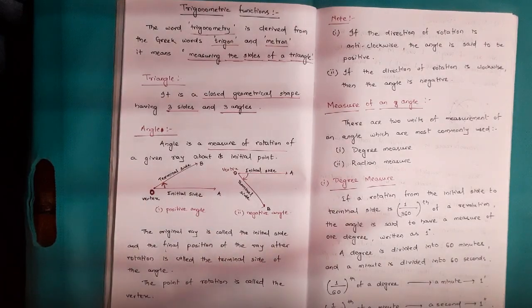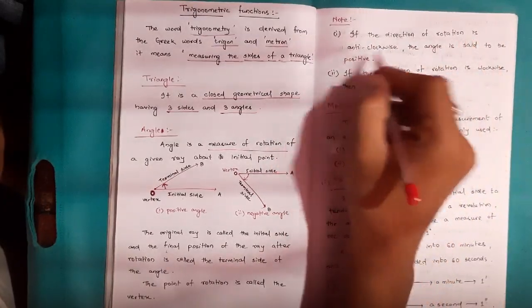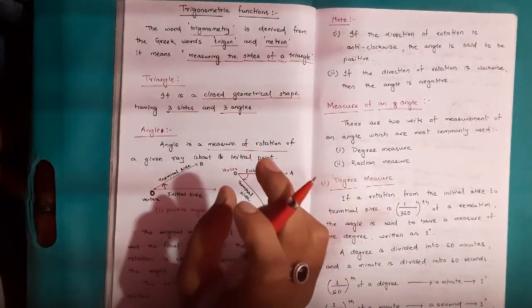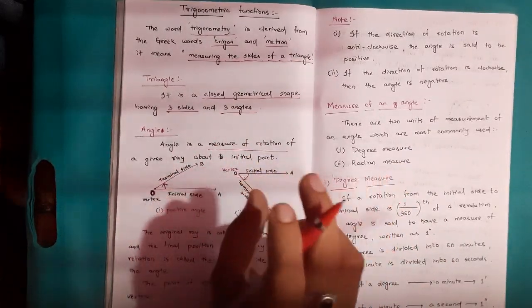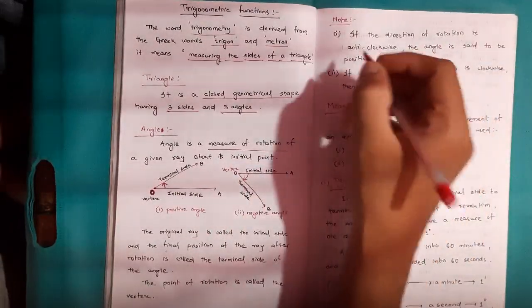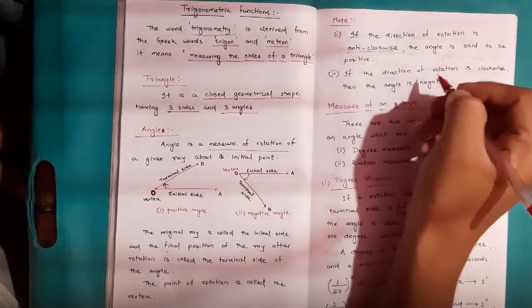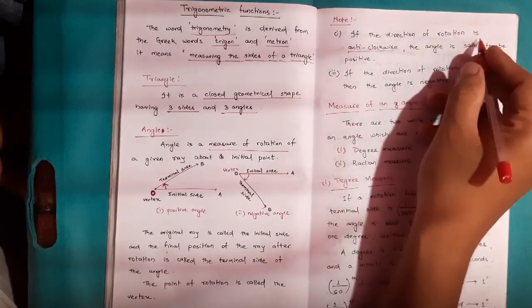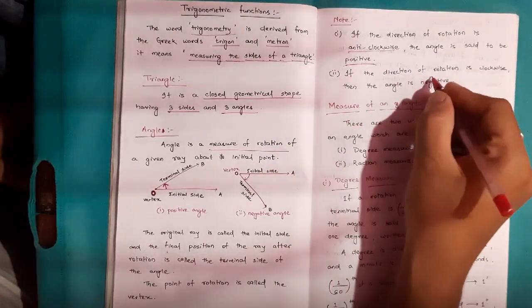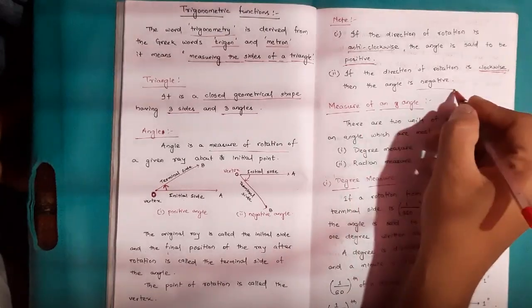Note that if the direction of rotation is anticlockwise, that is, if the ray rotates in the anticlockwise direction, the angle is said to be positive. And if the direction of rotation is clockwise, then the angle is negative.